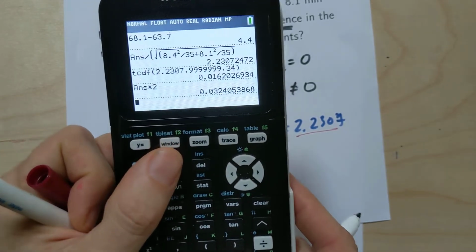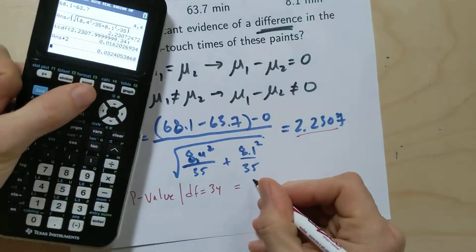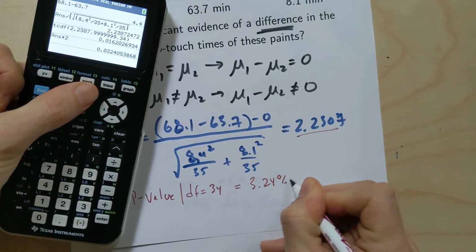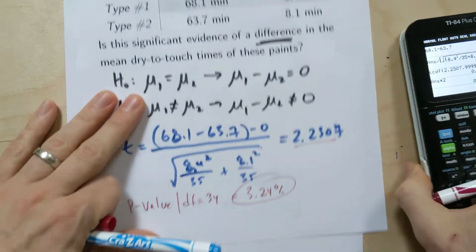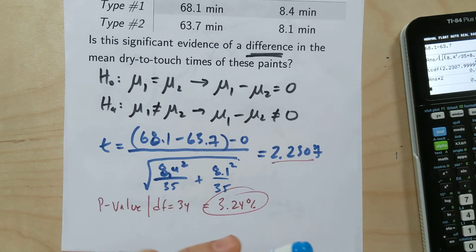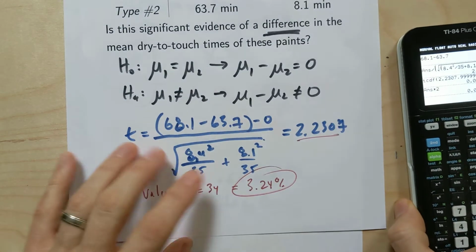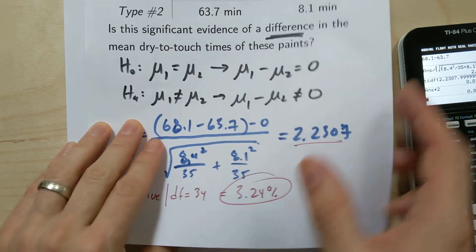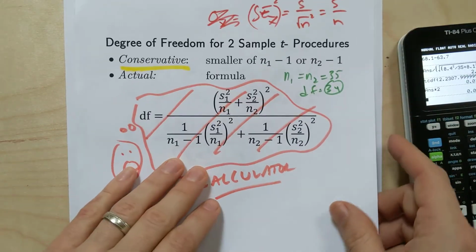And so I got a p-value of 3.24%, right? 3.24%. And so say I had a 5% level of significance, I would reject. At 1% level of significance, I would fail to reject. Good times, right? All right, so that's how I would get the p-value if I did it by hand using this conservative approach to the degree of freedom.